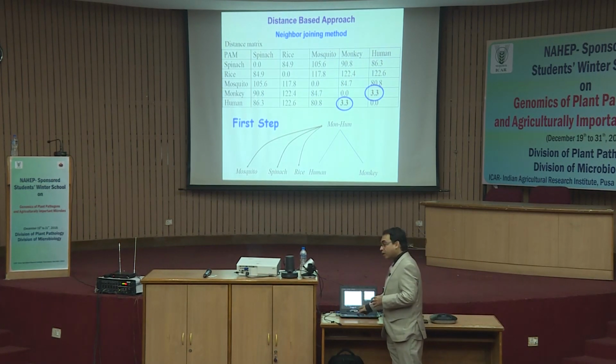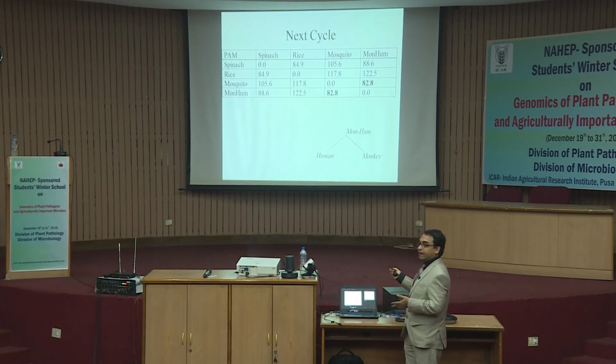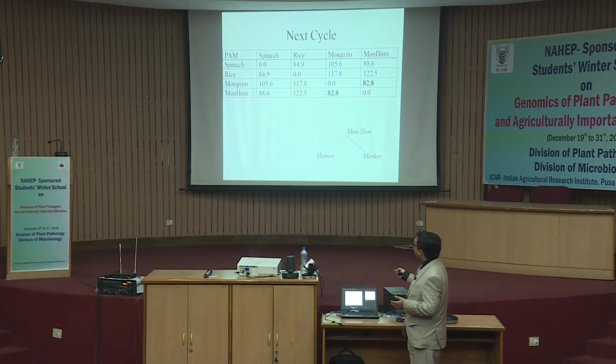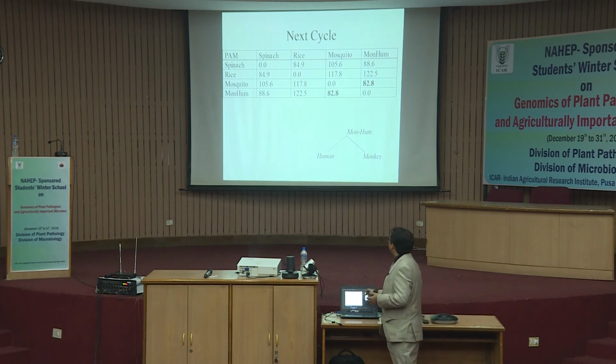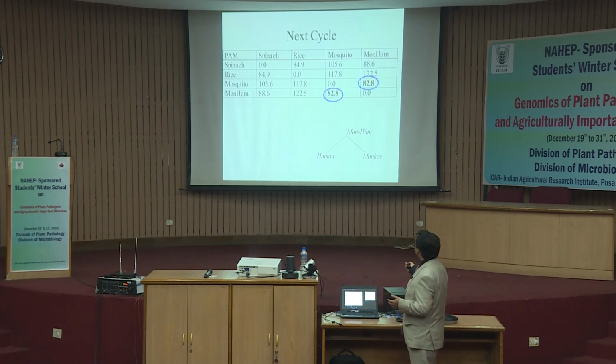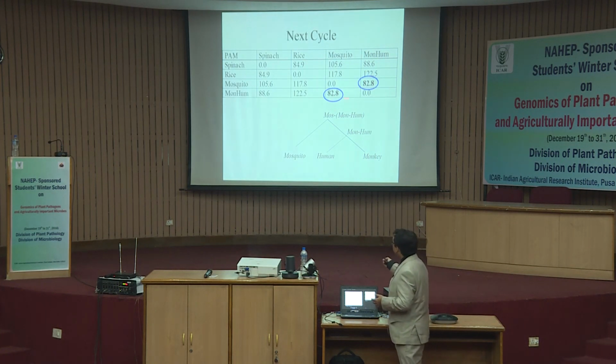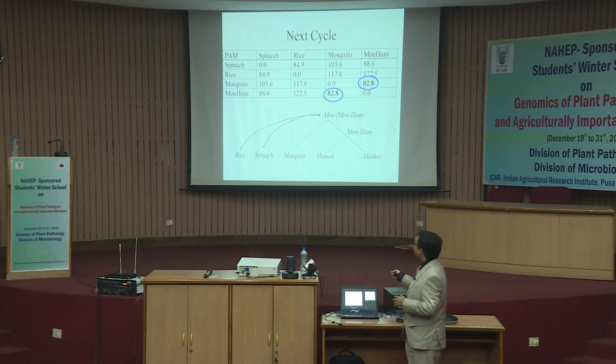So, again the software will generate another table in the next cycle. So, now it will take monkey human as a group and try to analyze with the other sequences, and they observe that mosquito is coming closer to monkey human. So, now they join with the mosquito. So, the branch is growing and then they will find mosquito, monkey, human as a group and then they will try to analyze what is closer to it.